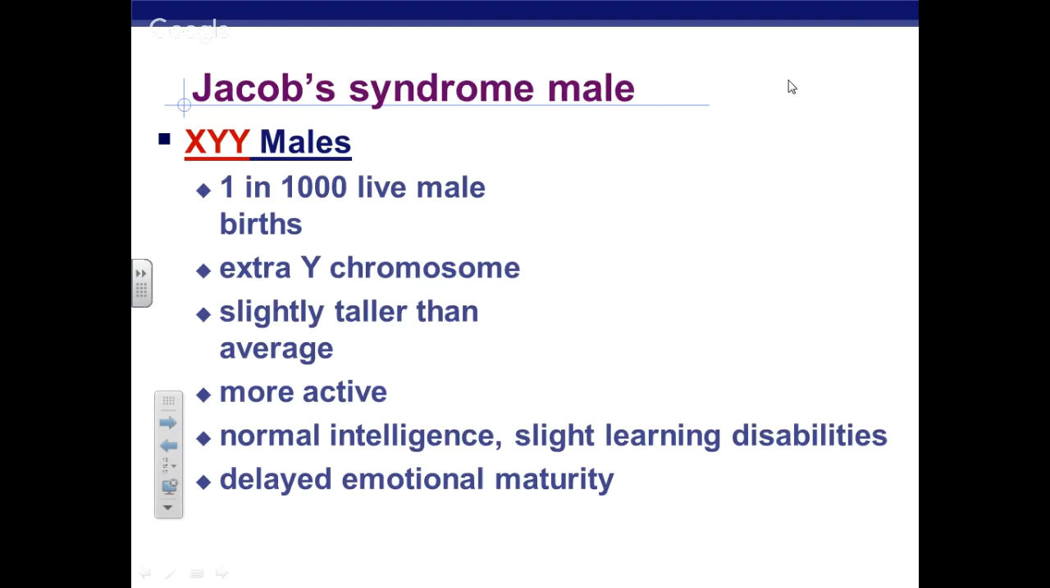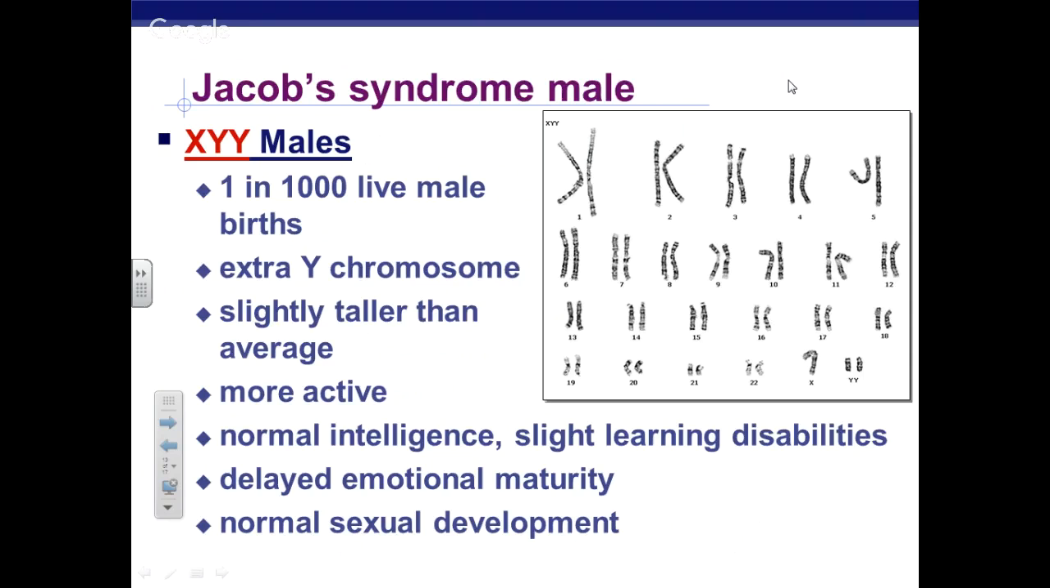Delayed emotional maturity, meaning that it might take them longer to just be able to handle stuff. You know, guys in general mature later than females, so this would be just delayed even more. Normal sexual development? Not necessarily.